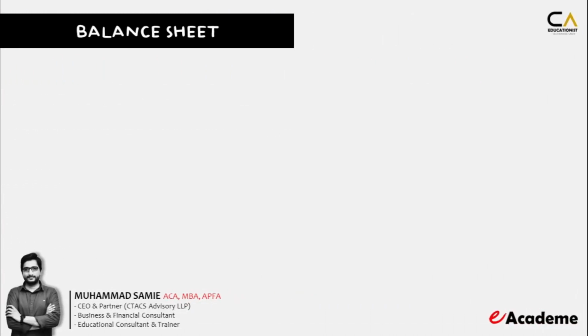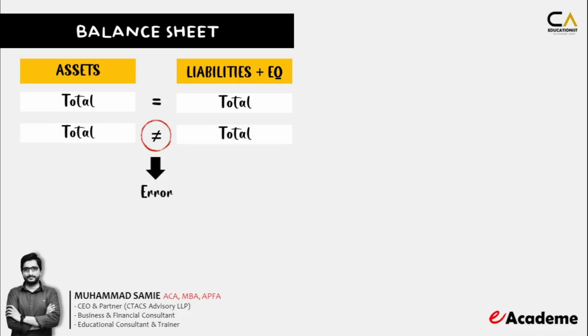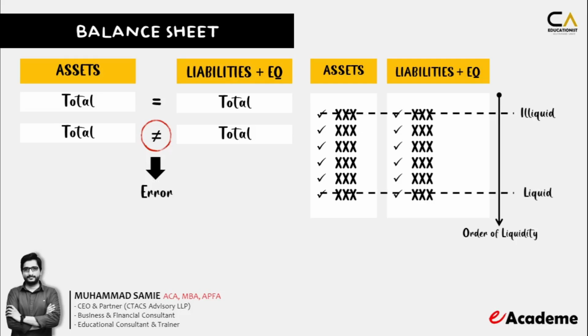The aggregate value of asset side and financing side must always be equal. Difference in these values indicates an error that must be identified and adjusted. The line items on both sides of balance sheet are placed in the order of liquidity. The most illiquid item is placed at the top and the most liquid item is placed at the last line item.